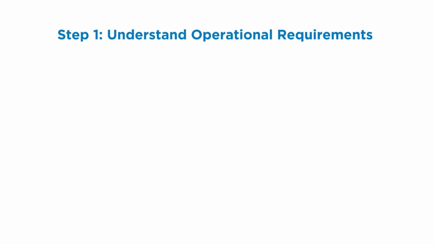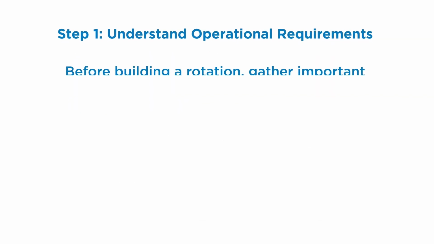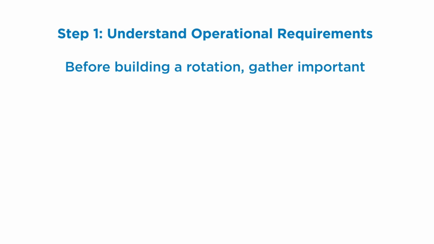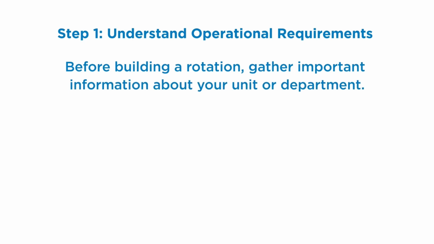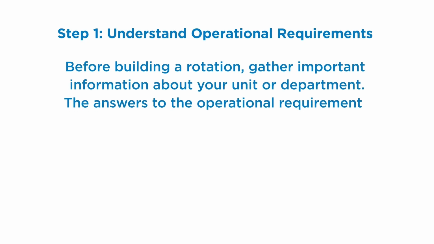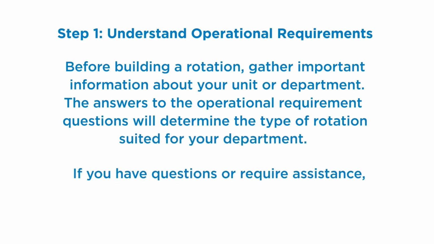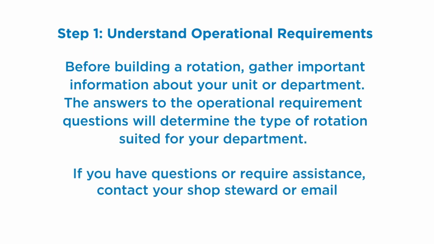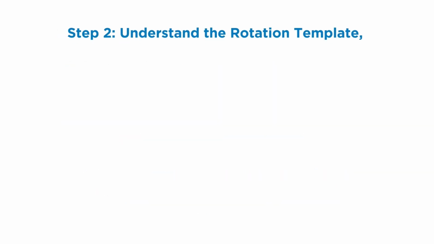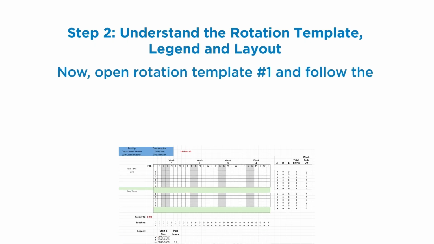Step 1. Understand operational requirements. Before building a rotation, gather important information about your unit or department. The answers to the operational requirement questions will determine the type of rotation suited for your department. If you have questions or require assistance, contact your shop steward or email rotationsupport@heu.org.